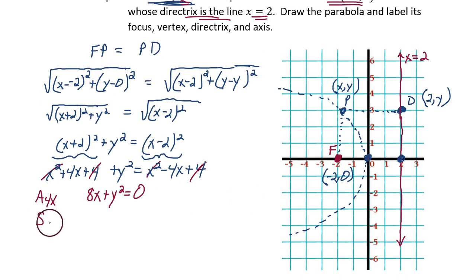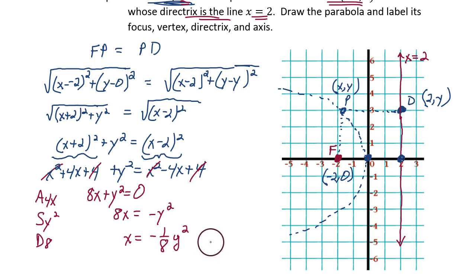Next up, subtract y squared from both sides. We have 8x equals negative y squared. And finally, to get x alone, divide by 8. So we have x equals negative 1 over 8 y squared. Here's the equation for our parabola.